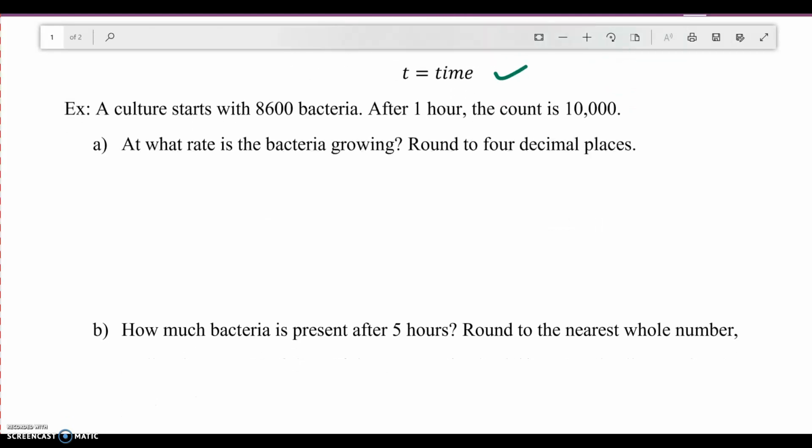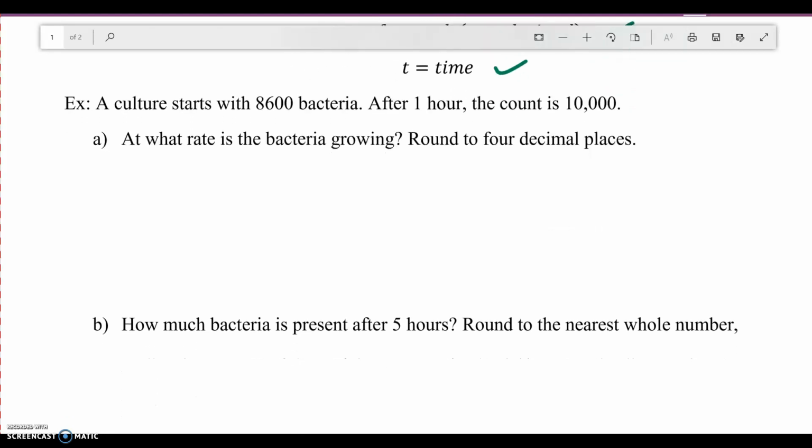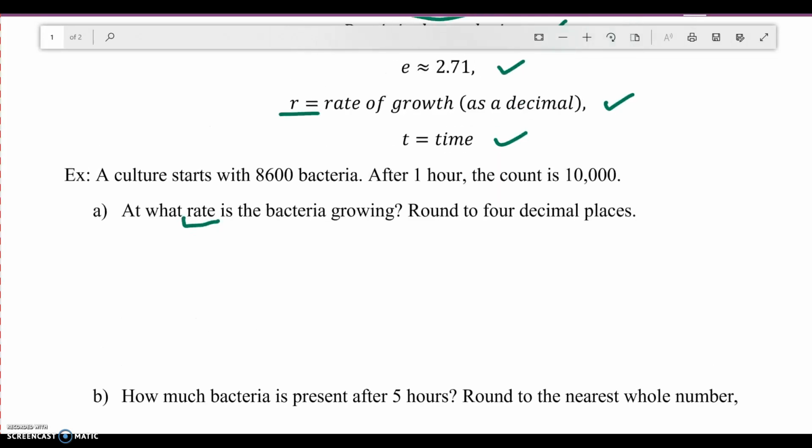A culture starts with 8,600 bacteria. After 1 hour, the count is 10,000. At what rate is the bacteria growing? Round to 4 decimal places. One of the things that we're looking for here is the rate. The rate in this case, if I look back up, is labeled as r as a decimal. So we're looking for what r is. I don't know what r is.